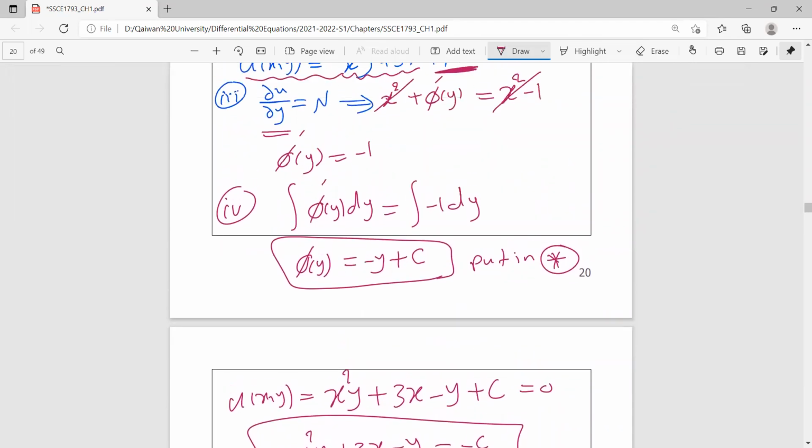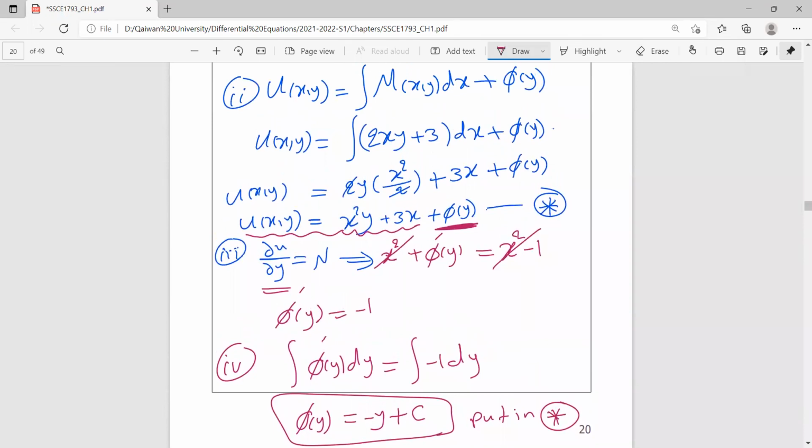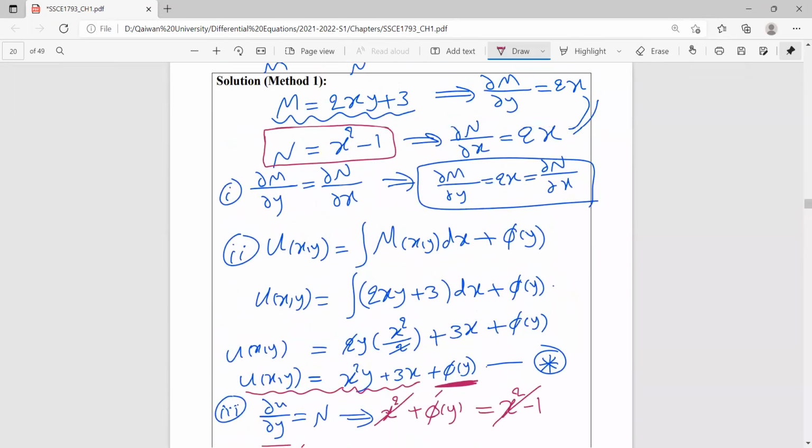No, that's only the test. There is only the test for recognizing the equation.